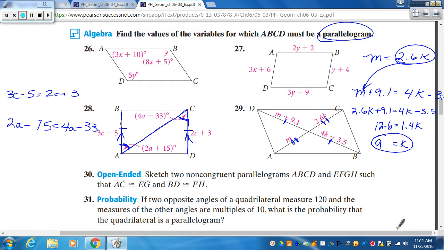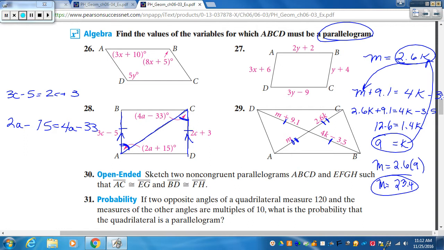Now from there, if I go ahead and plug it back into the other equation, you're going to get this. M equals 2.6 times 9. And if we work on that, 2.6 times 9, 18, 5.4, 23.4. Is that right? 2.6 times 9. Bingo, 23.4. Okay.